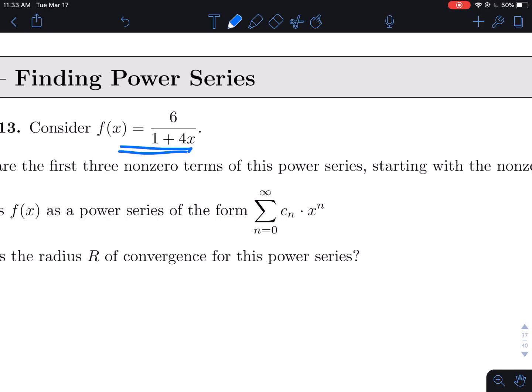And basically we're going to try to turn everything into polynomials, or infinite polynomials. For instance, the 6 on top is not a very exciting polynomial by any means, but it is a constant polynomial. The thing that we really have to work with is this 1 over 1 plus 4x. This is the bit that I need to turn into an infinite polynomial.